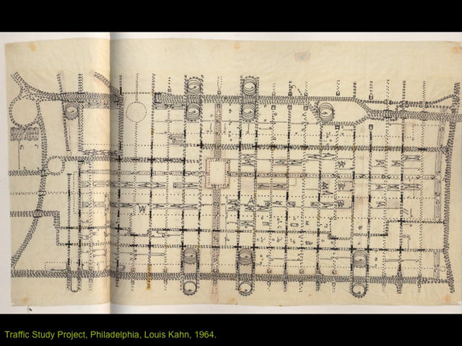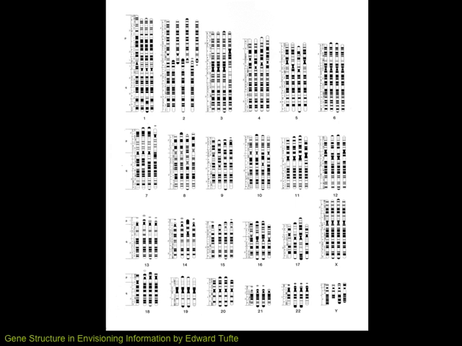Here, on the other hand, is a gene structure where by scale, by size, but not necessarily exact shape, they're able to distinguish the chromosomal patterns of genes. And for us, or I guess mainly scientists, to be able to see the relationships between the different genes themselves.